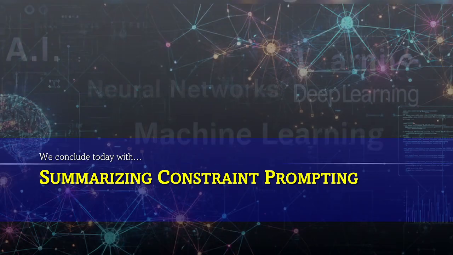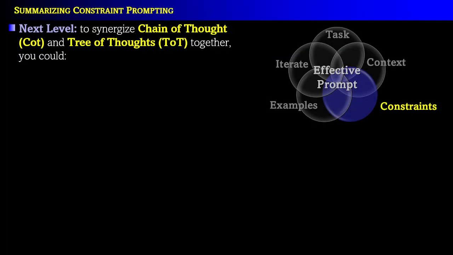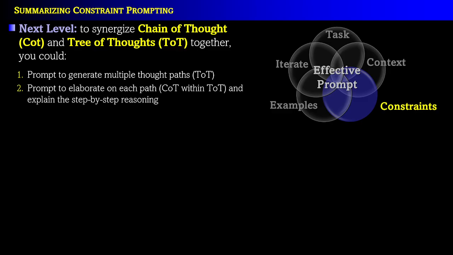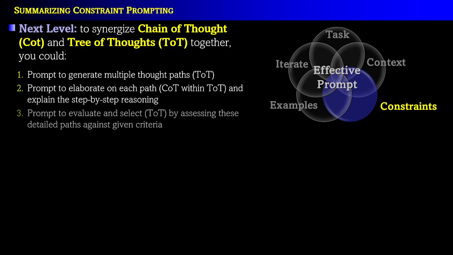and let's summarize what constraint prompting can do. So one thing we can do is those two advanced techniques can be synergized together. We can take chain of thought and tree of thoughts and put them together. So here's what we would do. One, we would prompt to generate multiple thought paths, tree of thoughts. Two, we would prompt to elaborate on each path. That's a chain of thoughts within the tree of thoughts and explain the step-by-step reasoning.